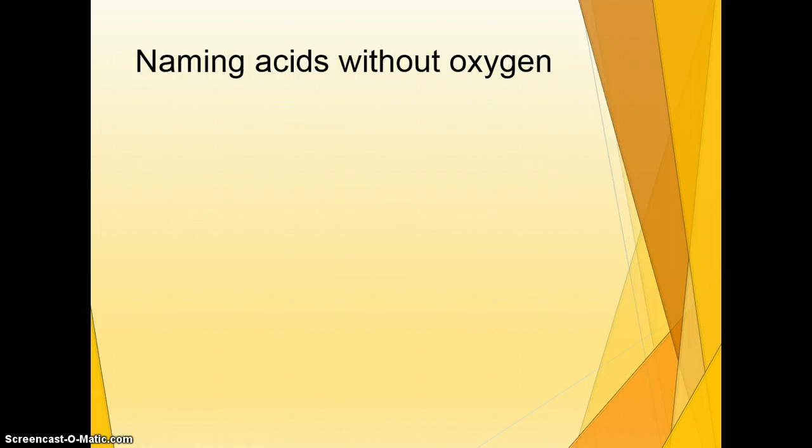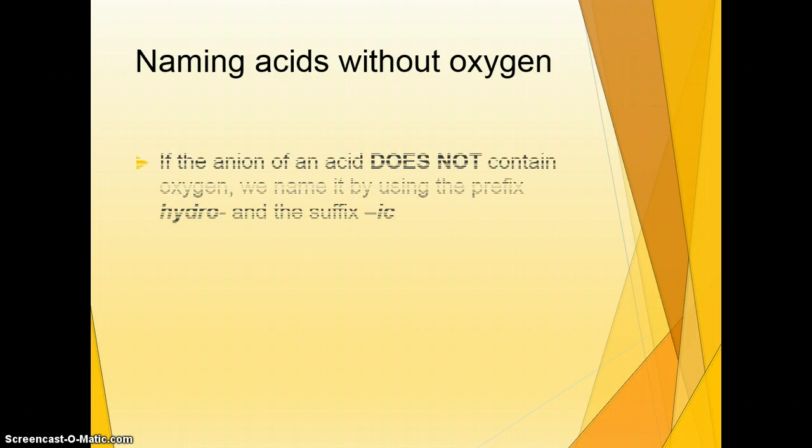So when we need to name acids, acids break into two categories: acids that have oxygen and acids that don't have oxygen. When we name acids without oxygen, we're going to look at the anion. If the anion of the acid, the second part, our negative part, does not contain oxygen, we name it by using the prefix hydro and the suffix IC.